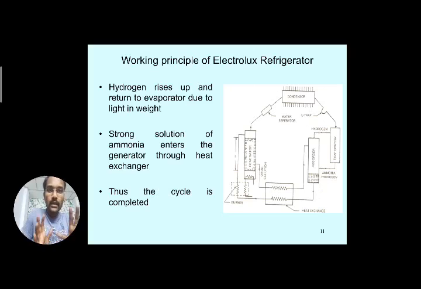So again, our target is achieved, that means low temperatures are created. The temperature obtained in the evaporator is enough for making anything. You can make ice cubes also, because of the very low temperatures, about minus 18 degrees centigrade, right? So it can be used for some domestic purposes. Domestic Electrolux refrigerators are also manufactured and used in households.